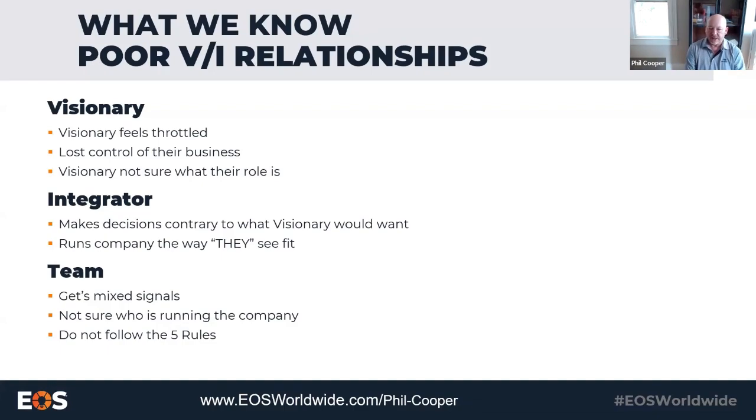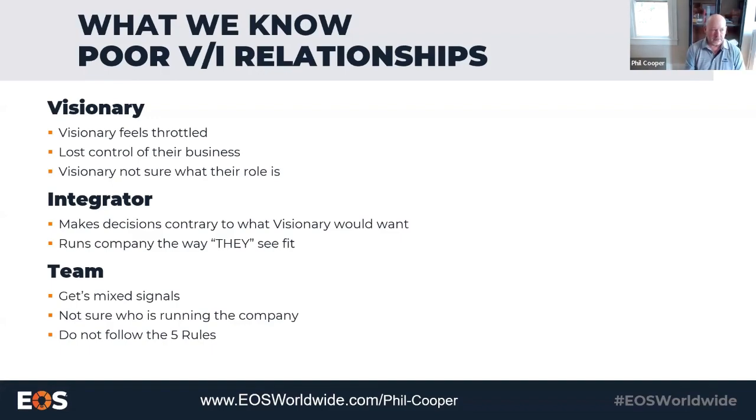And the visionary is not clear at all what their role is. And by the way, when this happens, the visionary who is in control of everything, all of a sudden is lost, is in limbo, doesn't get it, even starts to hate EOS because they don't understand what happened to them and what happened to their company. That's not supposed to happen. But if this is happening, there's a problem with the duo relationship.